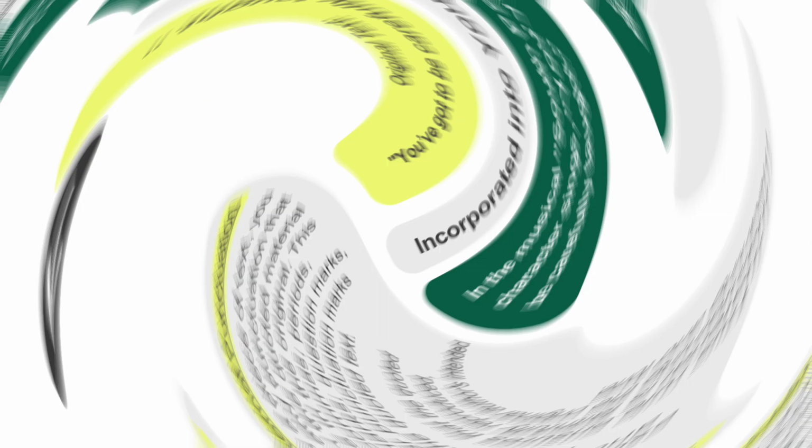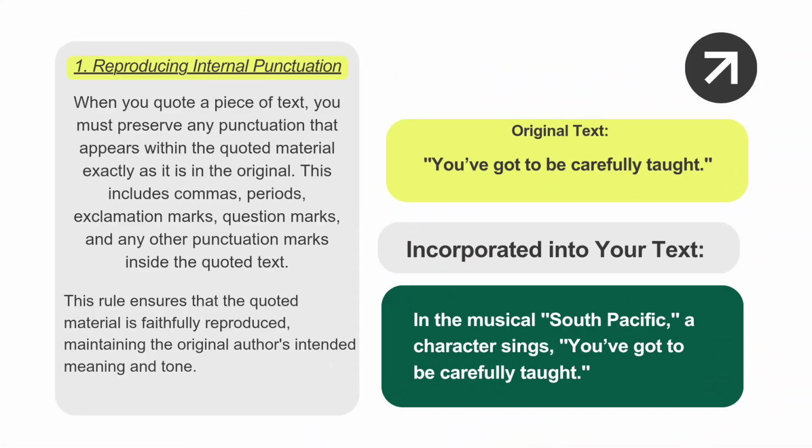So now let us break down the rules with some clear and engaging examples. Reproducing internal punctuation. What it actually means is that when you quote a text, you must keep all the punctuation marks exactly as they appear in the original. This includes commas, periods, question marks, and many other punctuation marks. Why is it important? Keeping the original punctuation preserves the author's intended meaning and tone. So that's the main reason for it.